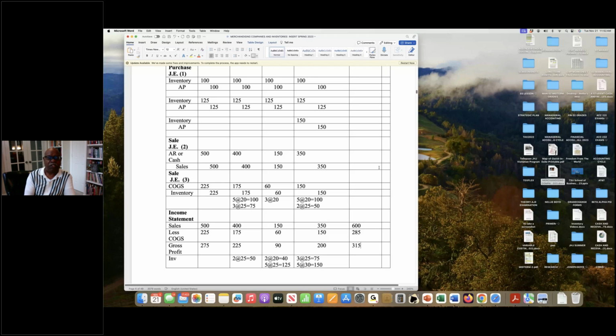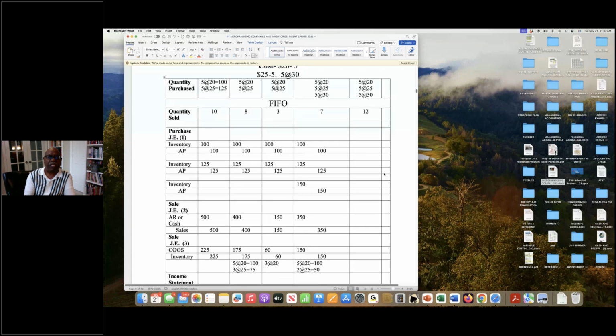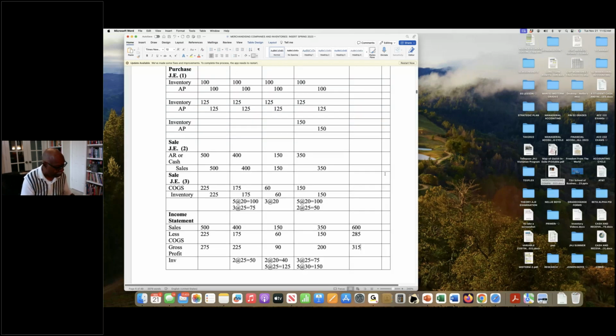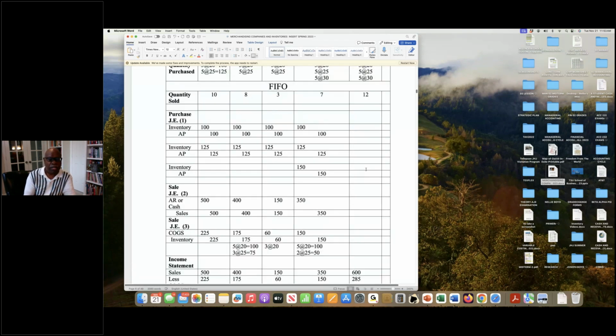Anybody else get 600, 285, and 315? And since we had 12, we sold 12. We had 3 at 30 left in inventory, 3 at 30 equals 90. So let's look at how our shoe store got that. So we said these entries were all the same.